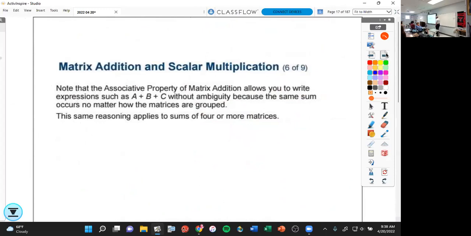The associative property of matrix addition allows you to write expressions such as A plus B plus C without ambiguity, because the same sum occurs no matter how the matrices are grouped. The same reasoning applies to sums of 4 or more matrices. So if I'm just adding a whole bunch of matrices together, order is not important.